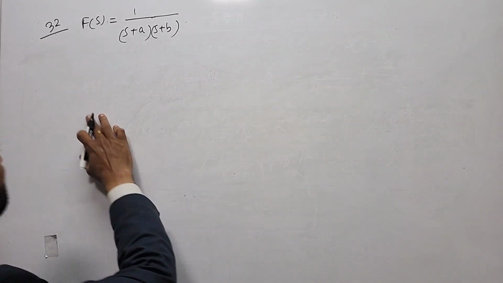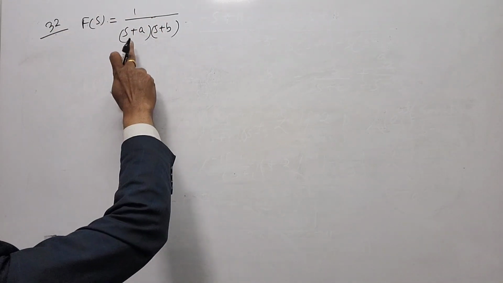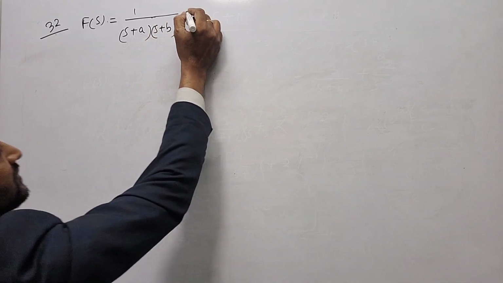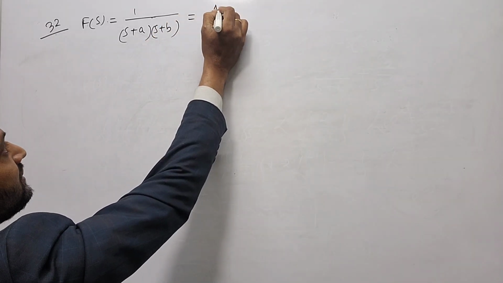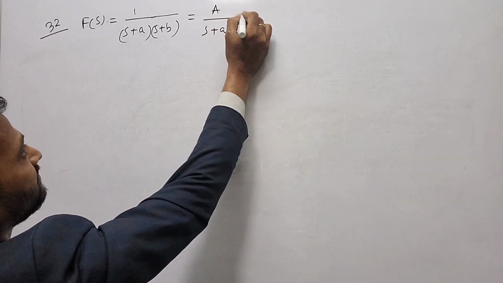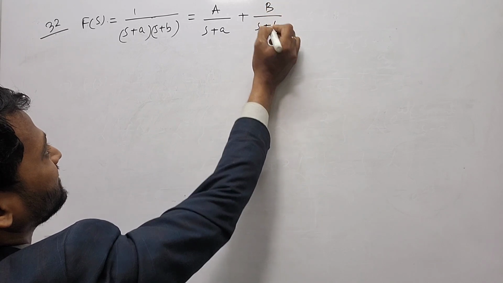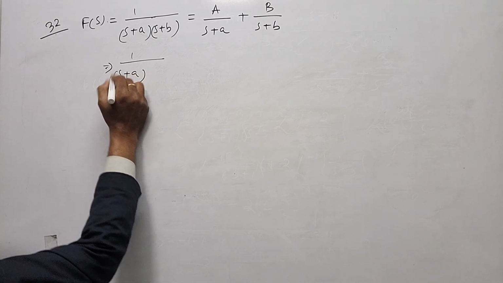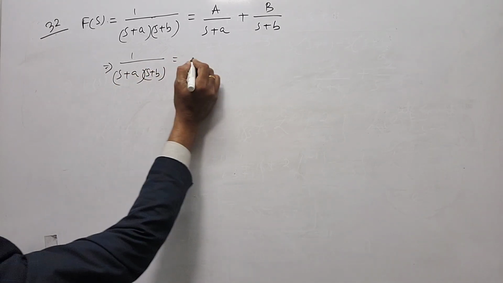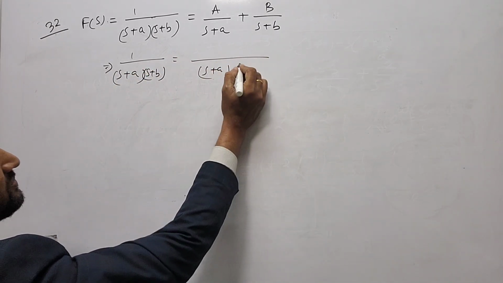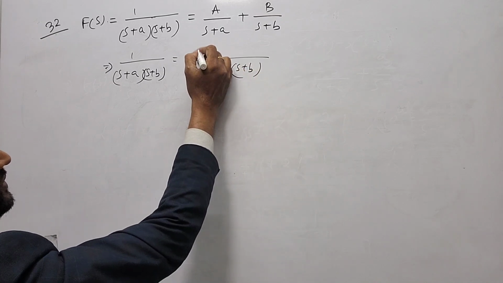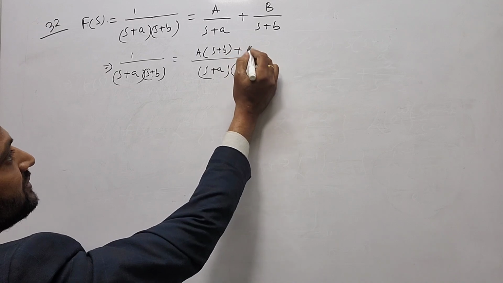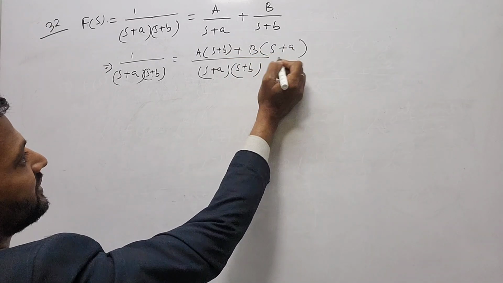So coming to the last question, question number 32. F(s) is given as 1 by (s plus a) into (s plus b). We'll find out the Laplace inverse of this one. So by using partial fractions, we can write A by s plus a plus B by s plus b. Then we compare. So 1 by (s plus a)(s plus b) is equal to, take the LCM, the numerator part will be A into (s plus b), plus B into (s plus a).